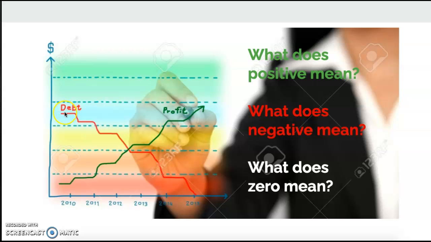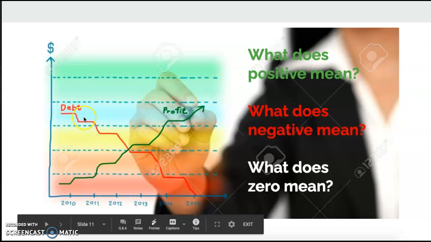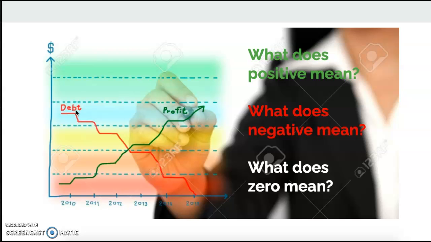Right? Negative is this red line that's going down over time, which is debt. Okay? Debt means we're losing money or we owe money. Okay? 0 could be right here where the two lines meet, where we don't have any profit, but we also don't have any debt. Okay, that's where we have no money, but we also don't owe any money.